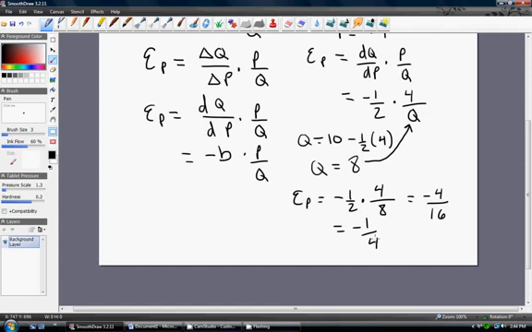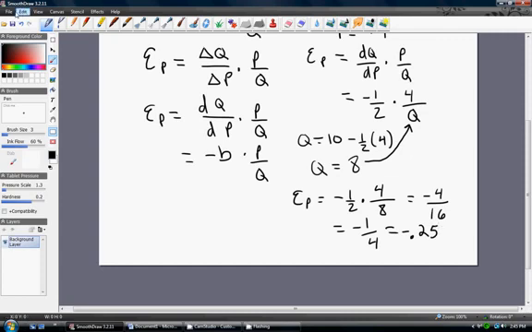Let's not lose sight of the interpretation here. This tells us that, at least at this point on the demand equation, if price were to increase by 1%, quantity demanded would fall by 1/4 of a percent, 0.25%. Okay, so that would be the interpretation. A 1% increase in price would lead quantity demanded to fall by 1/4 of a percent, 0.25%. Okay, if you want, write it in the form of decimals.